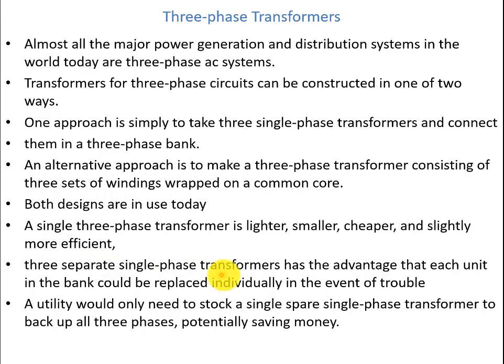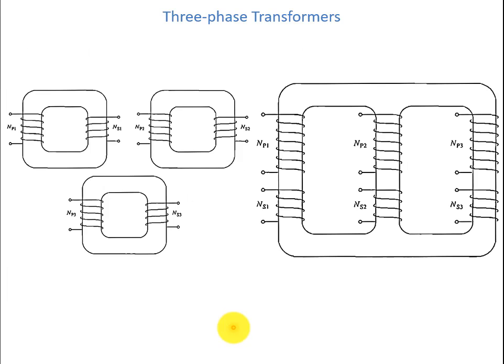Three separate single-phase transformers have the advantage that each unit in the bank could be replaced individually in the event of trouble or a fault. A utility would only need to stock a single spare single-phase transformer to back up all three phases, potentially saving money. So we can have three single-phase transformers, which can be connected in either way, or we can have one transformer with three windings on the core.